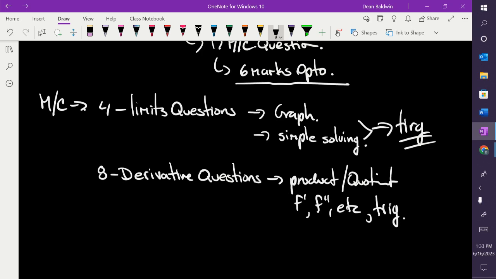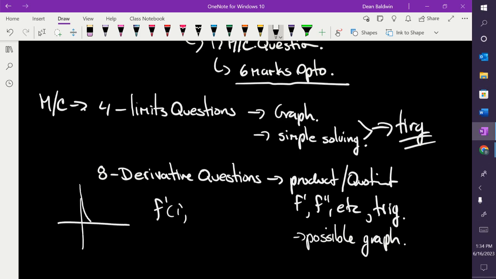There could be a graph in derivatives. Possible graphs. Like the classic is, if you have this graph, say I have this, I say that's 1, and I say, what's f prime of 1? And this is f of x. You would say 0, right? Because what does the derivative tell you? It tells you the slope of the tangent line, right? And at the vertex, it is 0. So f prime of 1 would be 0. That's sort of the classic, right?